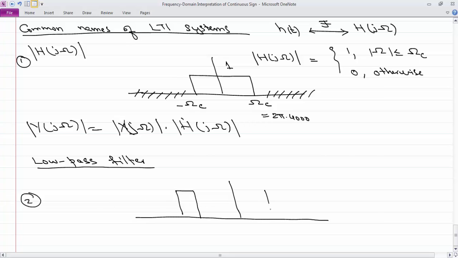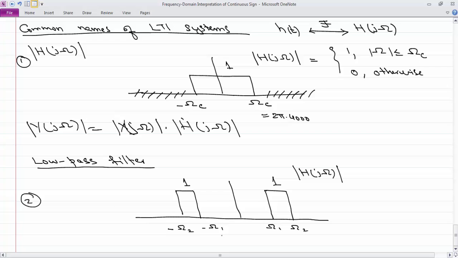impulse response Fourier transform. Again, I'm just plotting the magnitude. So it looks like minus omega 2, minus omega 1, omega 1, omega 2. And the height is typically taken to be 1. What is this filter? This LTI system, which we just call a filter, because effectively they are just filtering the frequencies.